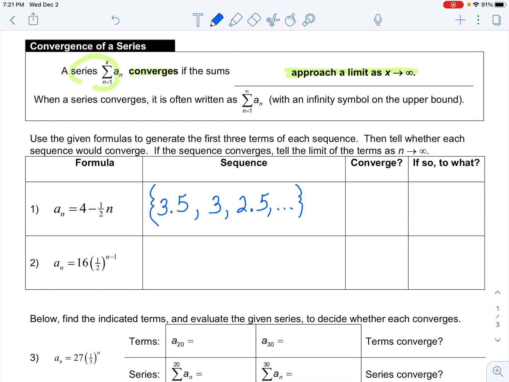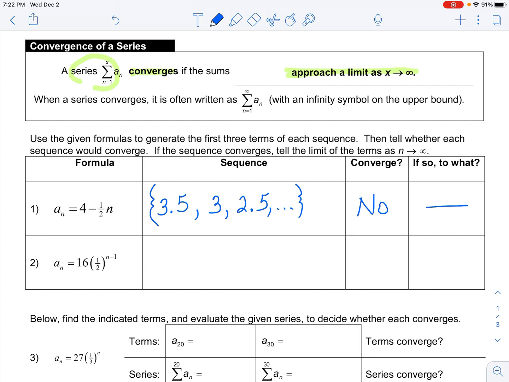Okay. So I want to know, does this converge? Think about it. If it keeps going, I'm going to keep subtracting 1/2 every single time. Is it going to approach a specific number? No, because it's going to keep going, and it's actually going to end up in negative numbers and keep going. So if it does not converge, you don't have to fill in the last box.